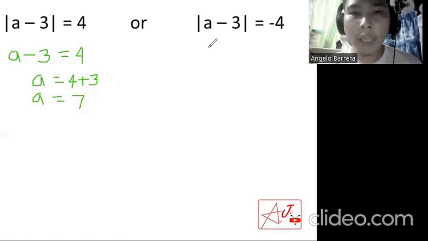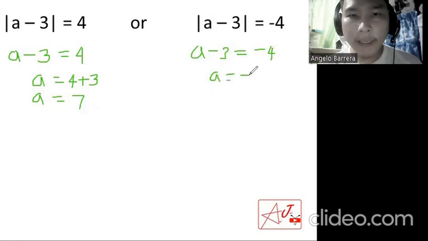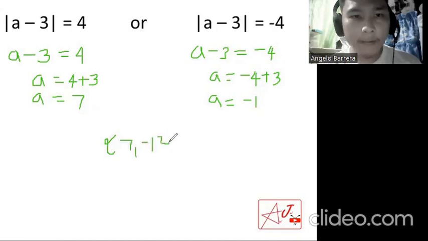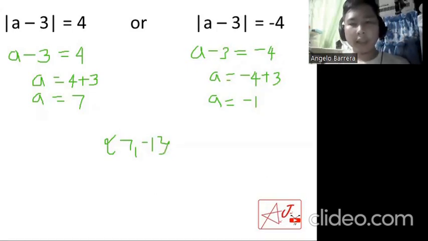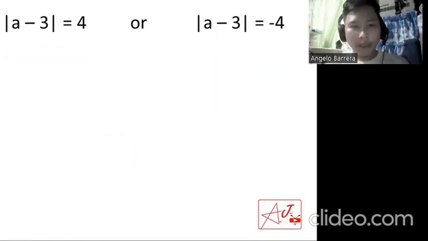On the other hand, dito naman tayo sa absolute value of a minus 3 is equal to negative 4. Same procedure. So matatanggal si absolute value. A minus 3 is equal to negative 4. And then a is equal to, so si negative 4, yung negative 3 kanina ay magiging positive. So plus 3. So that will be a is equal to negative 1. At ang ating solution set ay 7, negative 1. Ayan. So that is for first example. Let's proceed with another example.